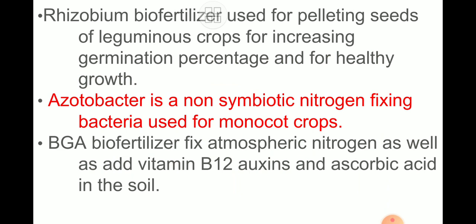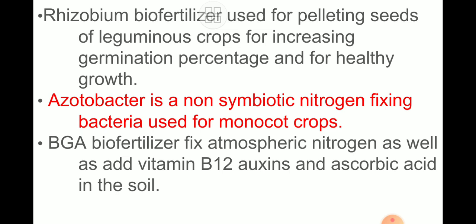Now, Azotobacter is a non-symbiotic nitrogen fixing bacteria used for monocot crops. Here, the Azotobacter never infects the plants, and both the partners are not benefited. Only one partner, that is the plant, is benefited by the fixing of atmospheric nitrogen by the Azotobacter. So Azotobacter provides nitrogen to the growing monocot plants, but in return Azotobacter never gets anything from the monocot crops. So here only one partner is benefited. That's why this type of nitrogen fixing relation, such a type of association, is known as a non-symbiotic association.